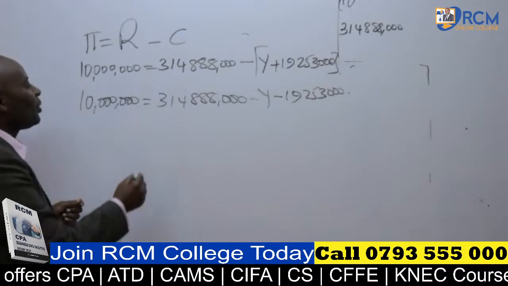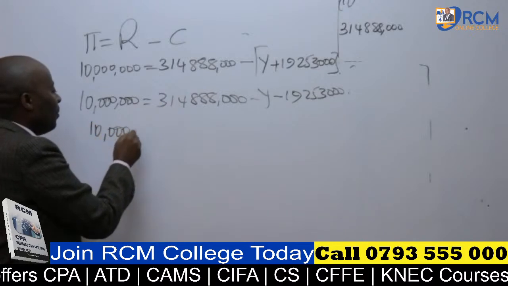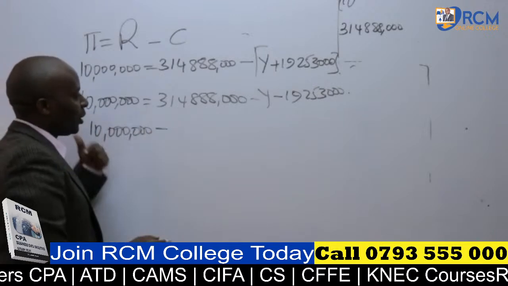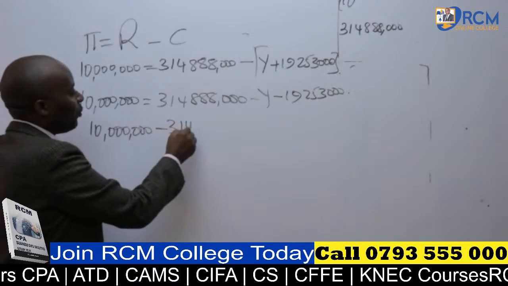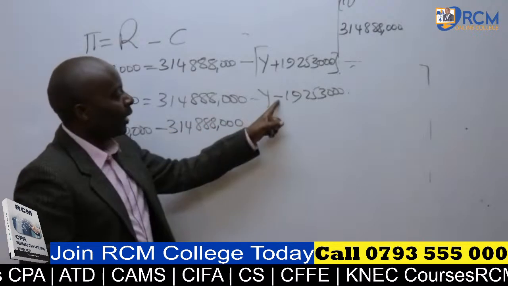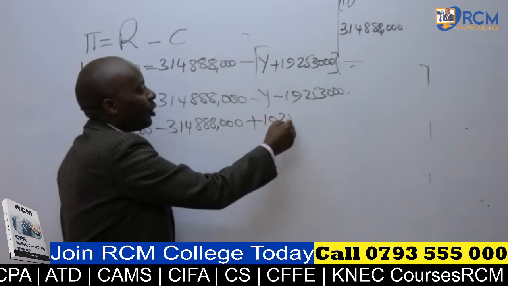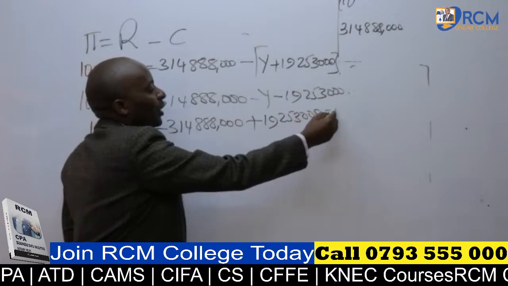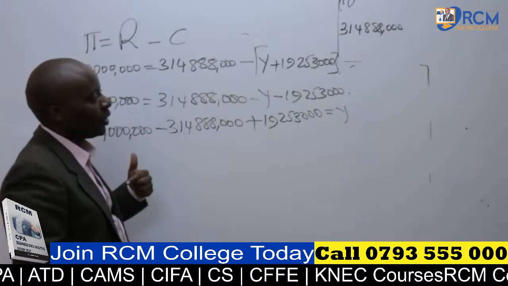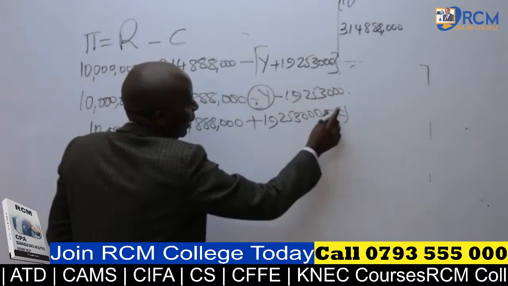Make y the subject, take this to the other side. So it will be 10 million on this side. This figure has to change the sign. So take this to the other side. So it will be minus 314,888,000. And then we have minus 19,253,000, so take this to the other side, which gives us here plus 19,253,000 equals y. This here is a negative, on the other side it will be changing here. Equals minus y. Remember, a minus before a term has to be there.